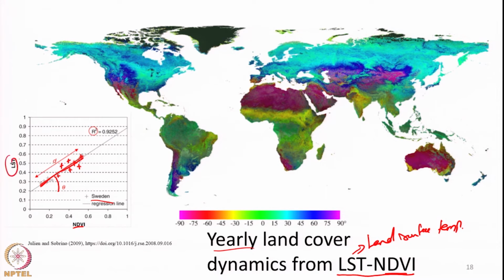Here the LST is normalized. Normalized means that with respect to some minimum and maximum, they have normalized it: LST minus LST min divided by LST max minus LST min, some sort of normalization. So we are converting all the LST values to between 0 and 1. So what this image represents for that pixel is that if NDVI increases, LST increases.